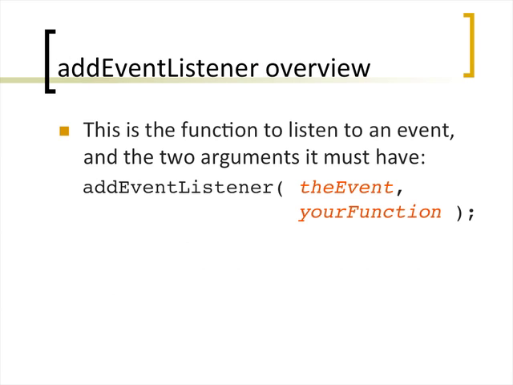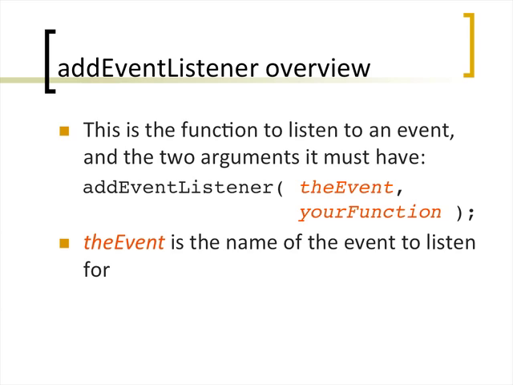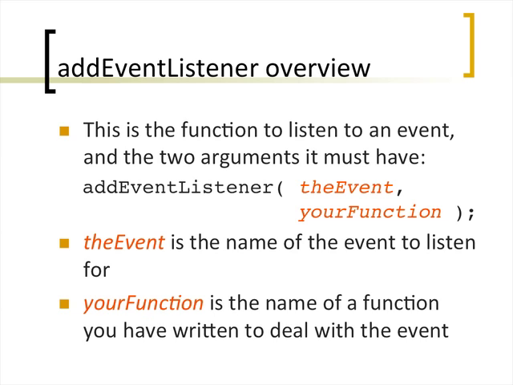So let's look at this function, which is called addEventListener, in a kind of overview. If we want to listen to an event, we write addEventListener, and then we have to tell it the event that we're interested in and the function that we want to write in response to that event. So in other words, in the example here, the event is the name of the event to listen for, and then your function is the name of some function that you will or have already written that will deal with those events. So let's look at an example.